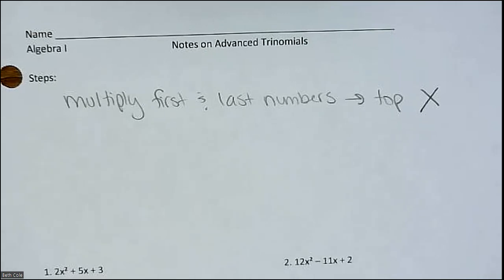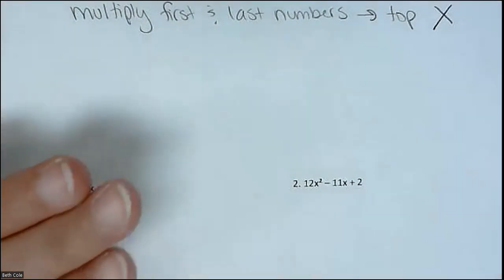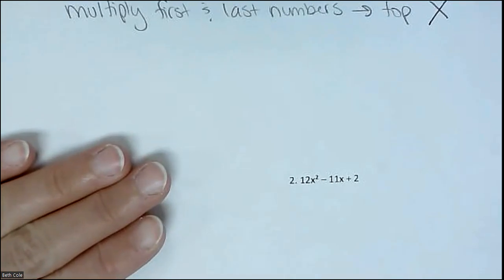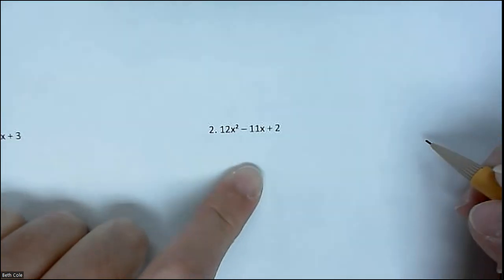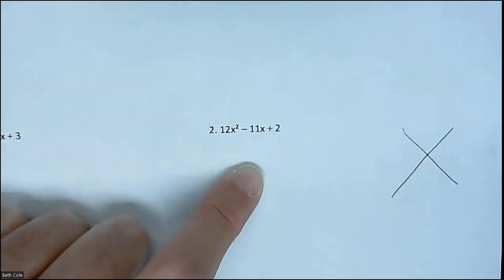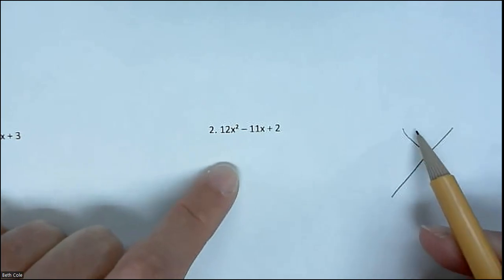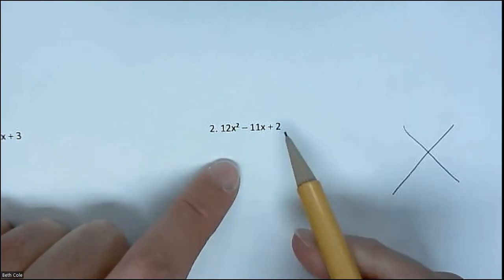All right, so I'm going to go ahead and do each of these steps with a problem as we go through. I'm actually going to skip the first one because that one ends up having a 1 in it and it's a little confusing. So I'm going to come back to that one. We're going to look at question 2. All right, so off to the side, what you're going to do is draw your X, and we're going to decide what number is going to go on the top.